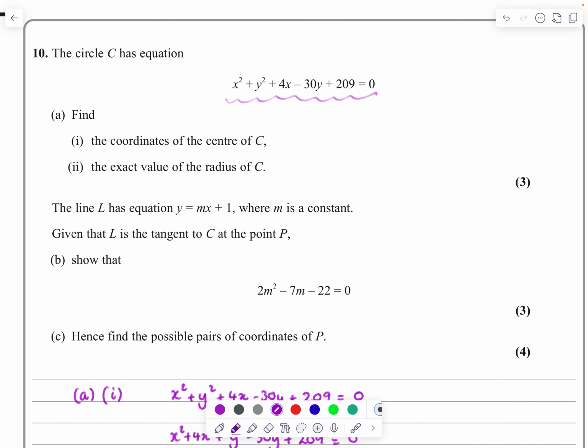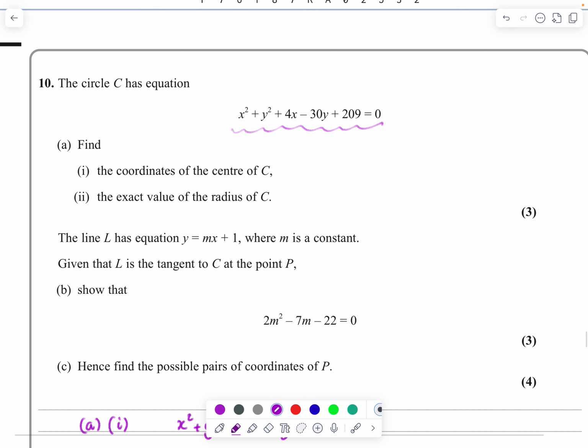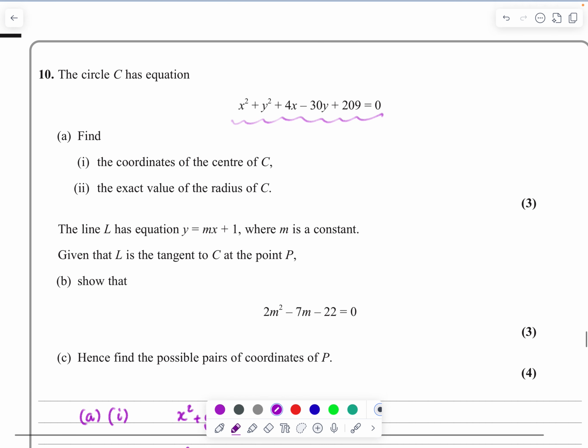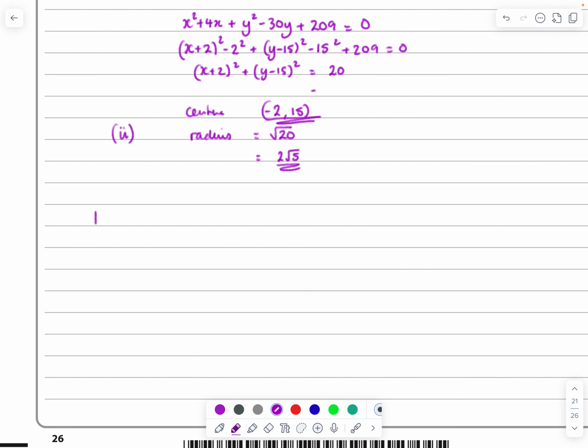It then says line L has the equation y equals mx plus 1. Okay, so that's a straight line, passes through the point 0, 1. And L is a tangent to C. So if it's a tangent to C, when it meets it, we'll create a quadratic equation. And when we get the quadratic equation, if it's a tangent, b squared minus 4ac will be equal to 0. There'll be just one repeated solution for it. So at least I know what I've got to do for part B. It's going to take me a little bit of time.